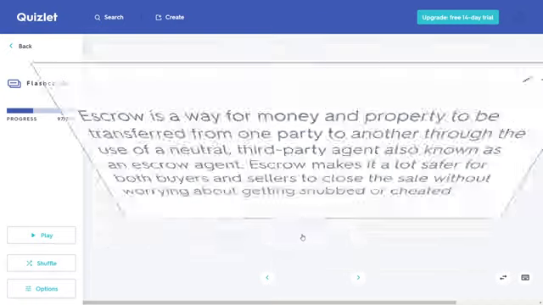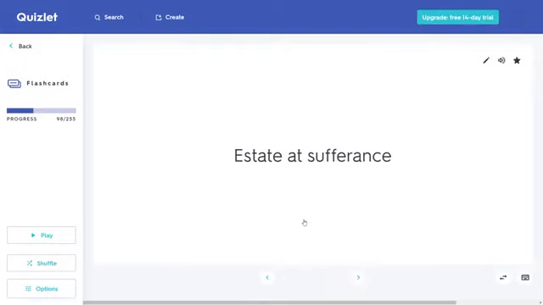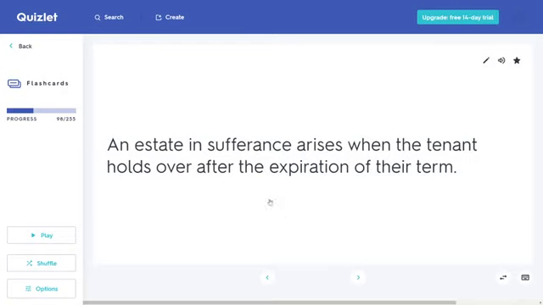Basically, simple as that. So, all right, estate at sufferance. All right, so here's a couple of moments for you guys to think this one over. Okay, you guys know what an estate at sufferance is? A good way to remember this is it's suffering or suffer. So it's an estate at sufferance. This is when the tenant holds over after expiration of the term. So imagine someone is not paying their rent, and yet they're staying on.